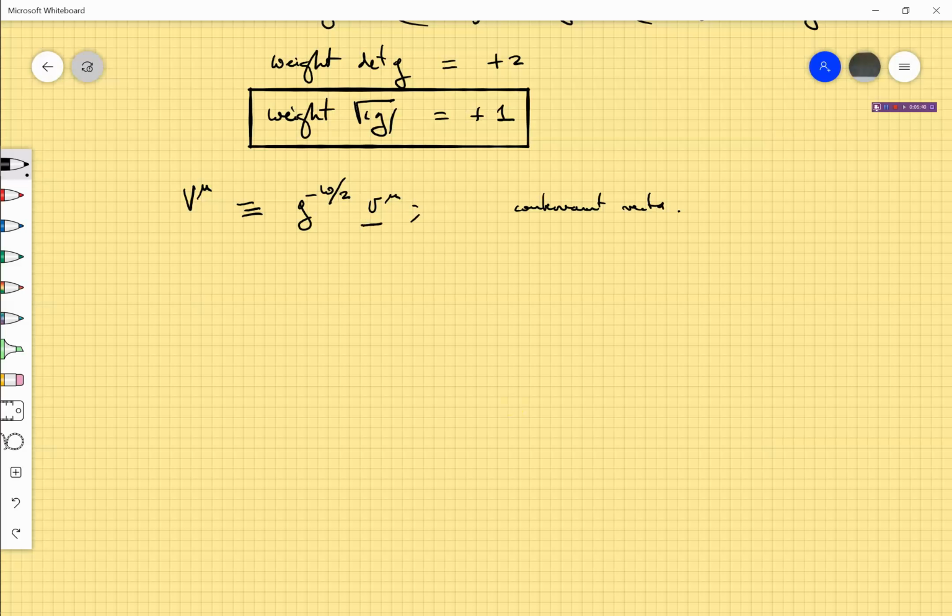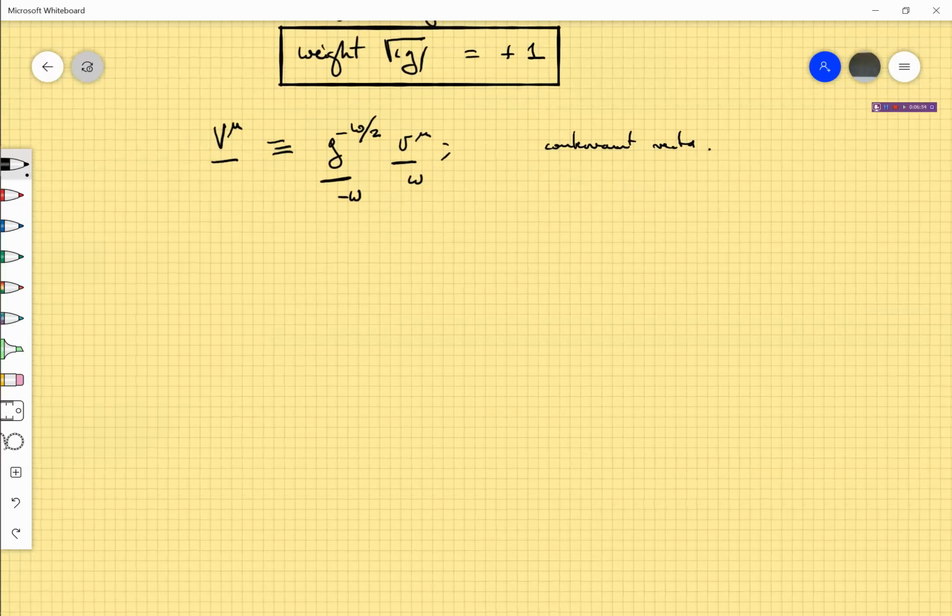You have a tensor density of weight omega. This is a tensor density of weight minus omega, and you get a tensor density of weight 0, which is a standard tensor. You can also define the covariant derivative on tensor densities, and they are defined in this way. So this would be a scalar density.